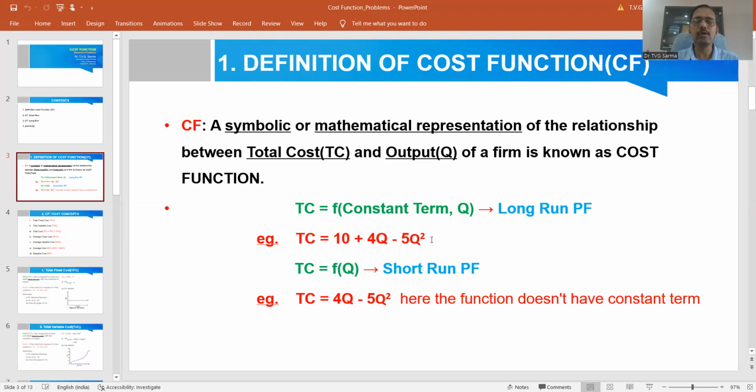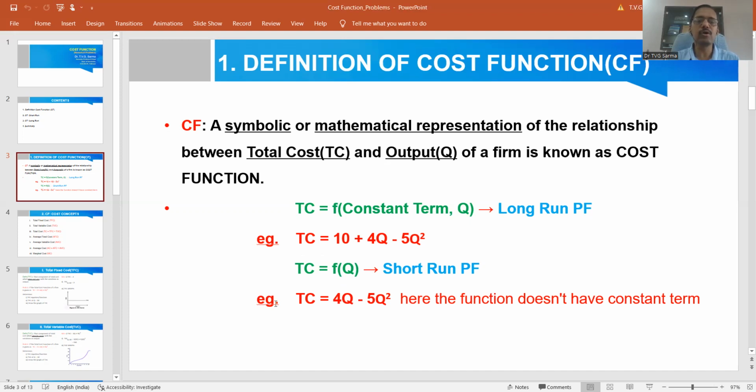Here in this function, you see that there is a constant term plus a component 4Q plus 5Q square, which varies with changes in output. When a function is given where a constant term is mentioned and there is a component which changes with the output, it is known as a long run total cost function. At the same time, we can represent the relationship between total cost and output without a constant term. When the constant term is not present, we call it a short-run cost function.